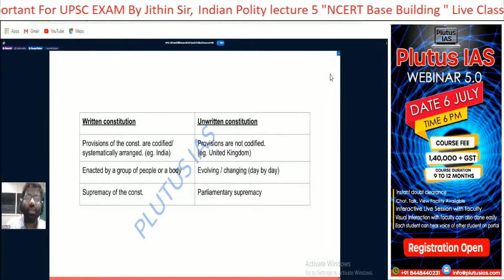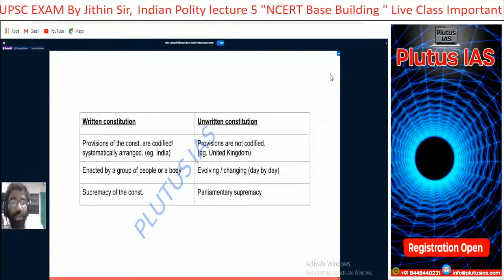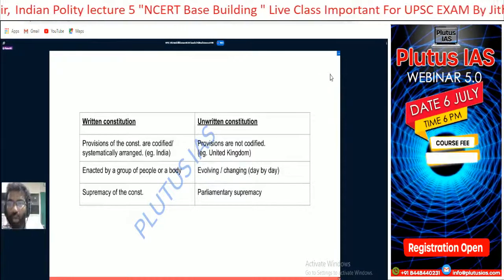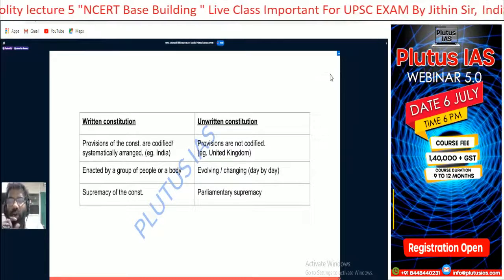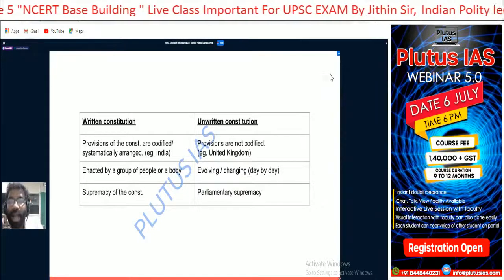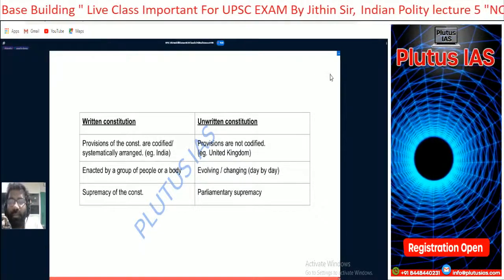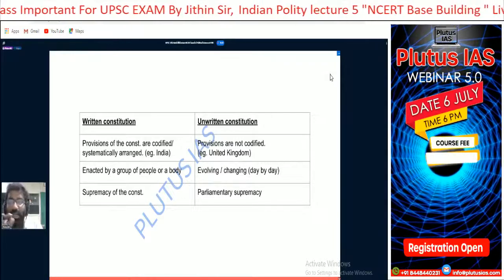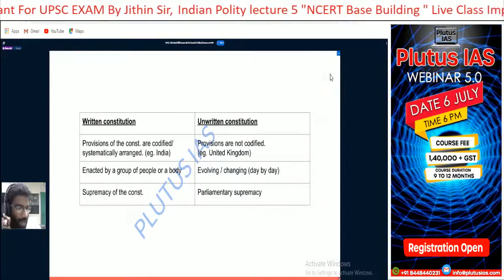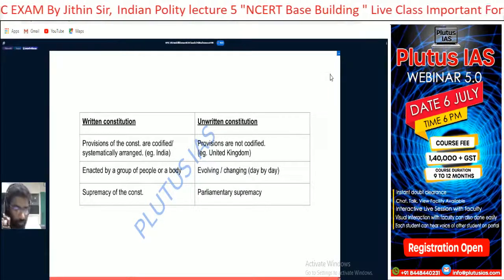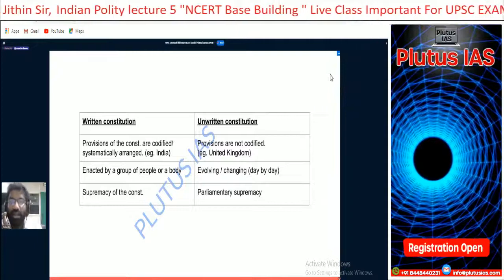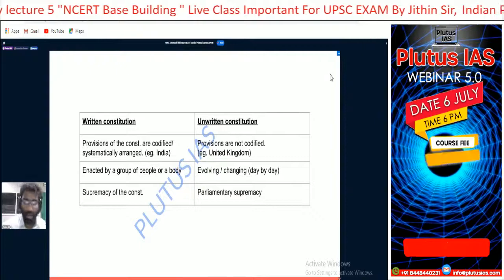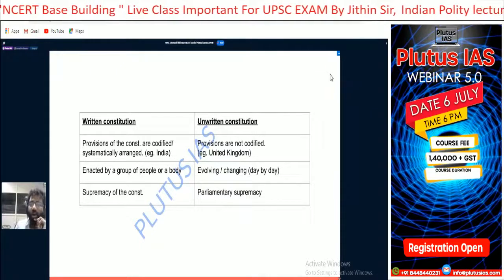Under unwritten Constitution, write down: this Constitution is not made by a group of people or an institution. This kind of Constitution is an evolving Constitution.